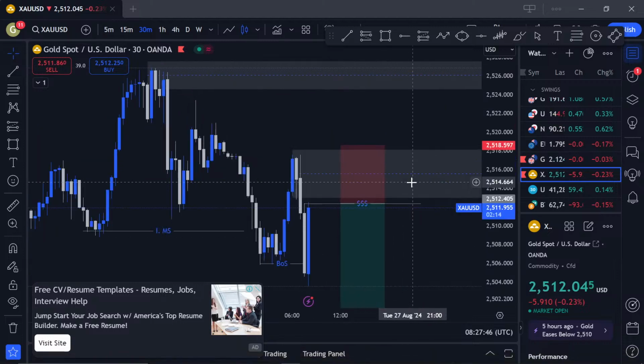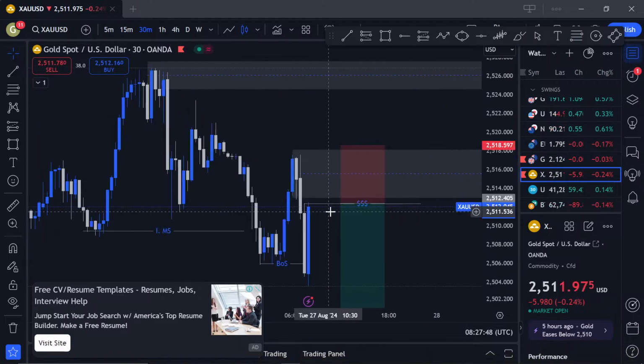So what we are waiting for is that we want gold to come into this area of demand and then give us a bearish close outside. Then we are going to sell it from there.